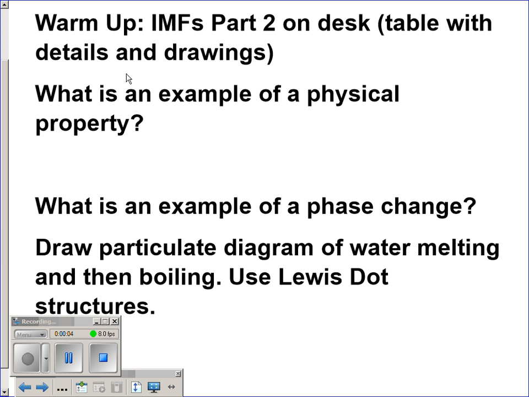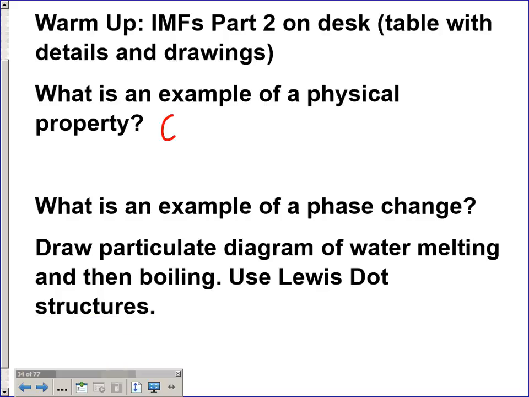Brandon's table, give me an example of a physical property. Color. Color is a good example of a physical property. Mikado's table. Conductivity. That's pretty dang good. That's not one that people usually remember.